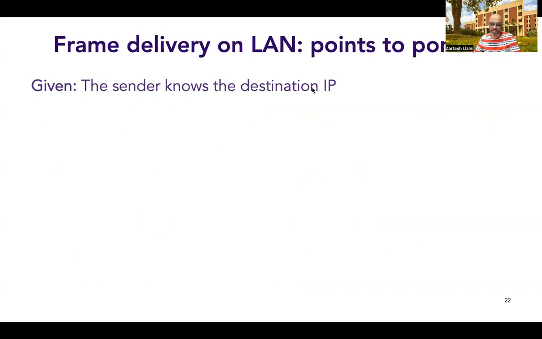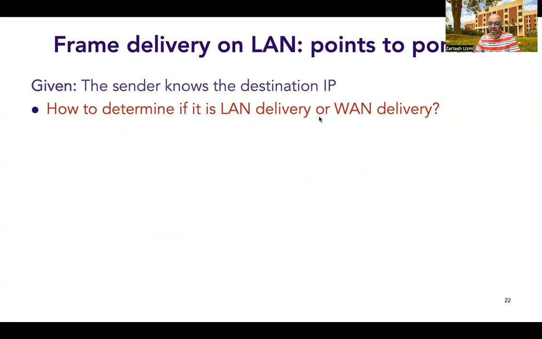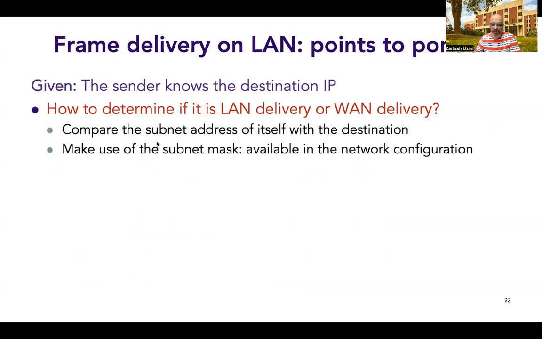Given that the sender knows the destination IP address, how do you determine if it is a LAN delivery or a WAN delivery? On your network or outside your network? In this case, you compare your IP address with the destination IP address. Compare the subnet address of itself with the destination. You can make use of the subnet mask, which is available in your network configuration. If the significant bits in the subnet mask, which is the ones followed by zeros, if so many bits of the destination IP address are exactly the same as so many bits in your own address, that means the destination is on the same local area network. Otherwise, it is on a wide area network outside your local area network.